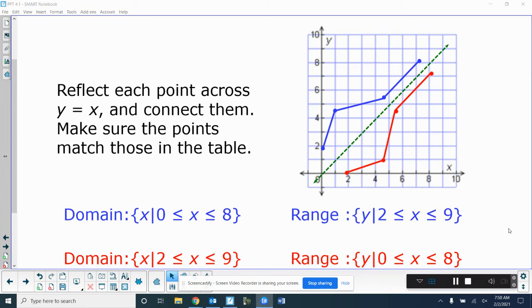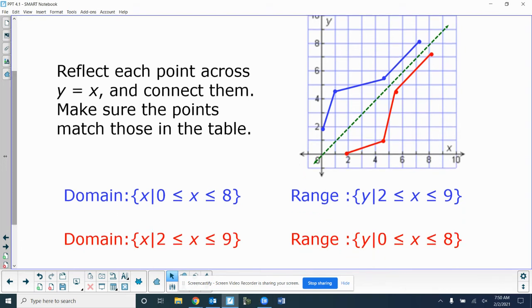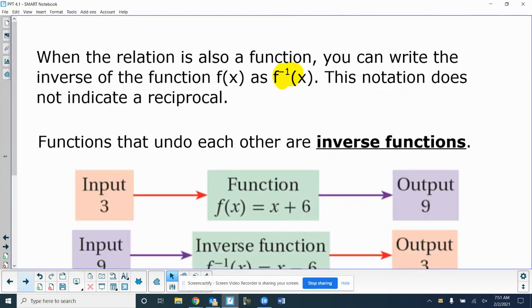And the domains and the ranges just switch. That's what they did here. The domain was 0 to 8, and the range goes from 0 to 8. The range of the blue one was 2 to 9, and the domain of the red one becomes 2 to 9. So you're just switching x's and y's.